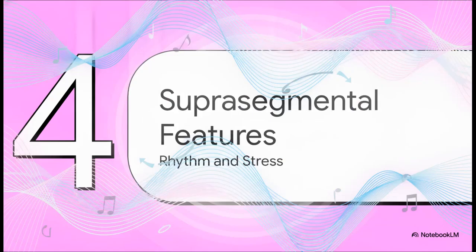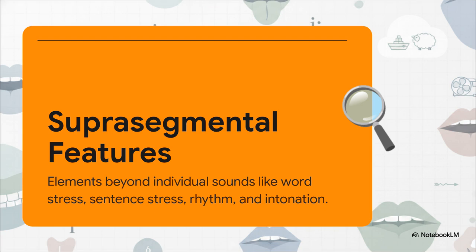Section 4. Supersegmental features. Rhythm, stress, and intonation. All right, so we're zooming back out from those individual micro sounds to the macro level. We're looking at how these sounds combine to create the actual music, flow, and emotion of spoken English. Supersegmental features are the elements that go beyond individual sounds, things like word stress, sentence stress, rhythm, and intonation.